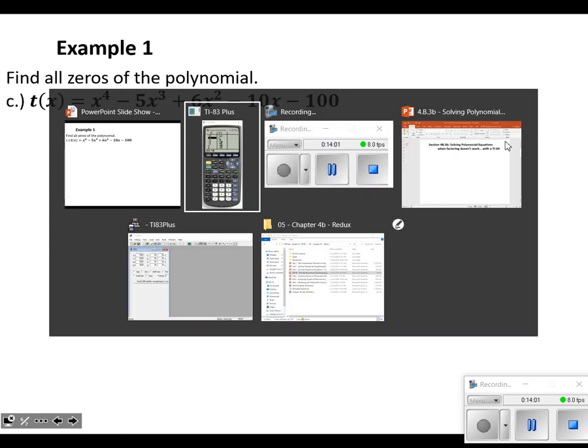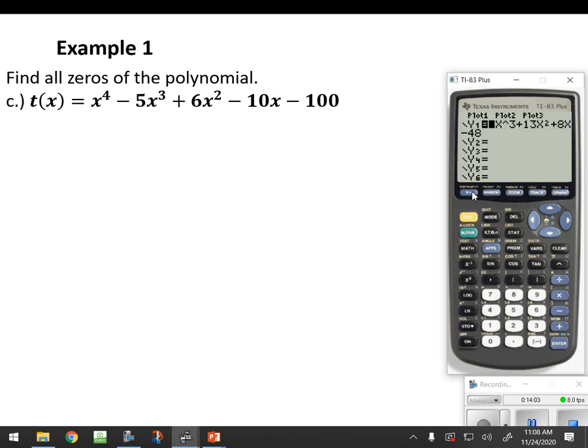Back to the y equals menu, clear out what we had. X to the 4th minus 5x to the 3rd plus 6x to the 2nd minus 10x minus 100. Just a quick check to make sure I didn't miss any powers or anything like that. I think we're good. Let's go to our table. Ooh, and right away I spot negative 2. Okay, so we'll use that x equals negative 2 to get things started.